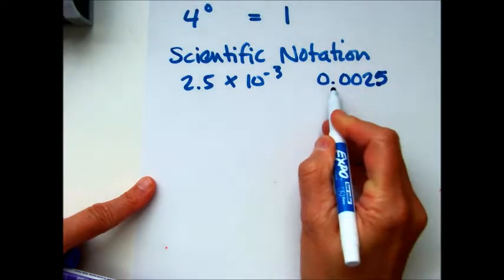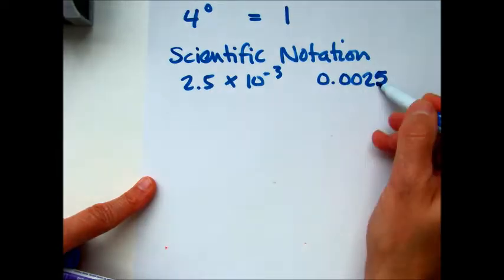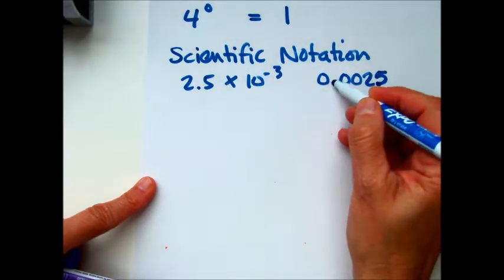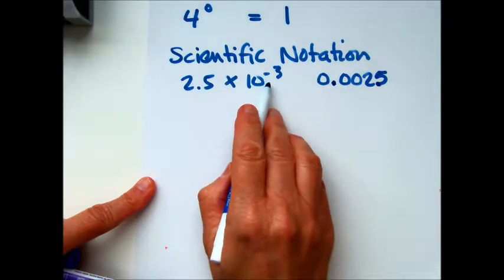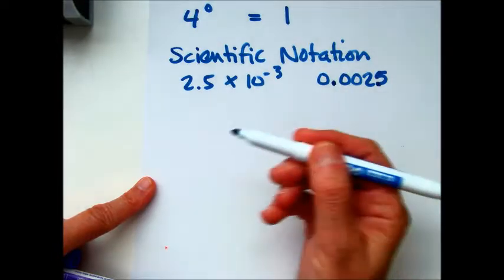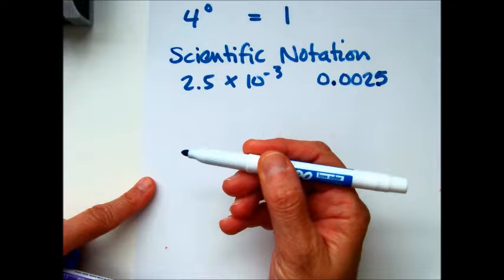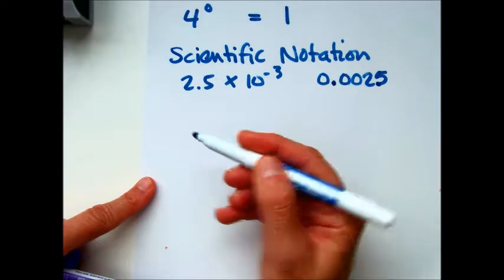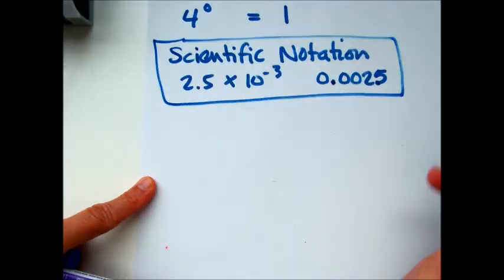No, the decimal point's here. Okay. So originally it was here. We moved it over 1, 2, 3, and that's what that means when you see a negative exponent. You're going to the left. That number is going to be a decimal or a fraction. But again, we're not going to focus on this right now. This will come at a later time.